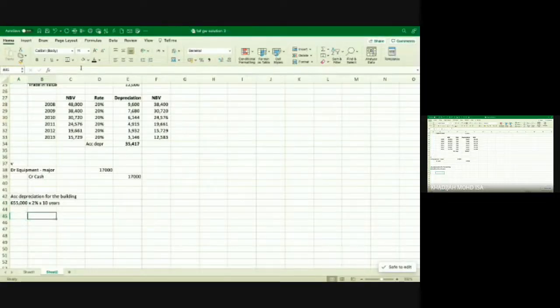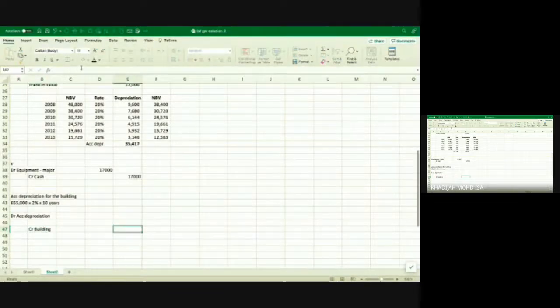Right, so you're going to dispose, so debit accumulated depreciation, and then you're going to credit building that costs you 655,000. So how much is the accumulated depreciation? 655,000 times 0.02 times 10 years, right? So that would be the accumulated depreciation, 131,000, right? And then how much cash?